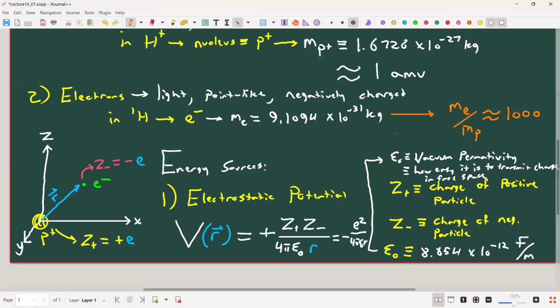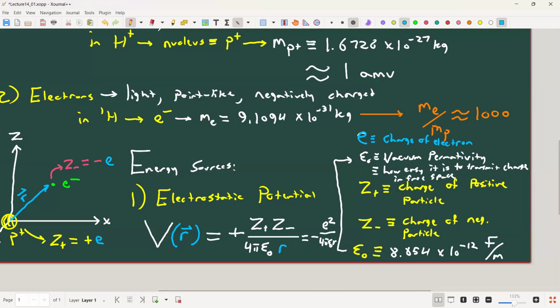Okay. And e is not e like 2.718, not the exponential, but this is what we call the charge of the electron. Right? It's how much charge does one electron bring to the table. And that's also a constant. And we'll just put it right here below the mass. So this is the amount of charge that an electron brings to the table, and it's roughly 1.602 times 10 to the minus 19 coulombs.